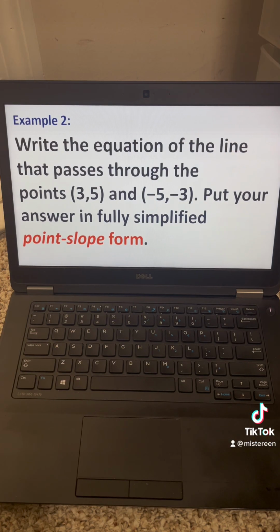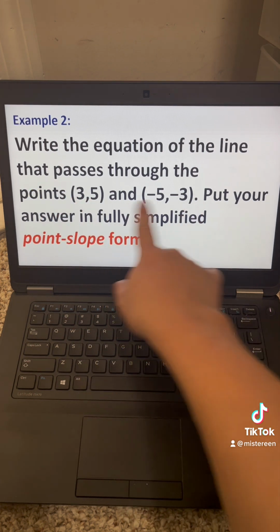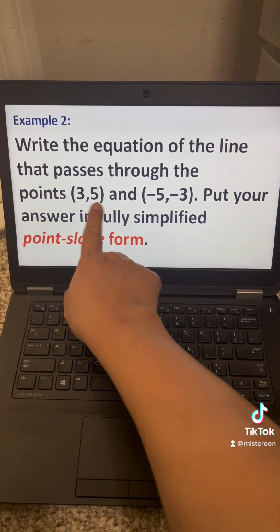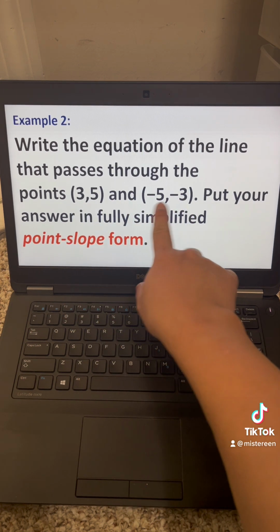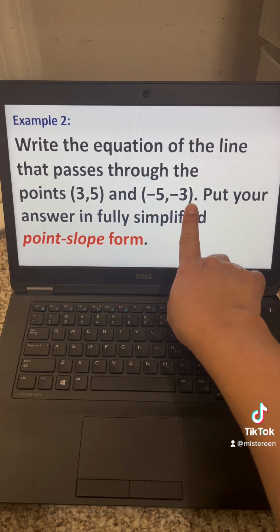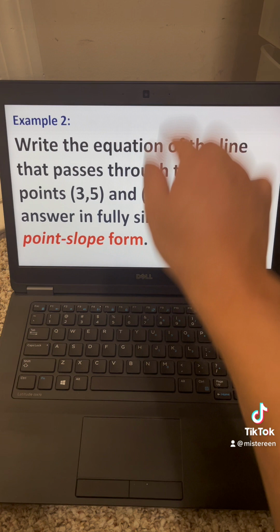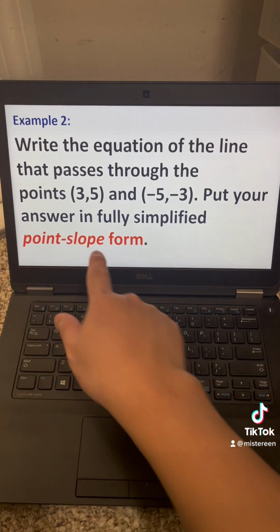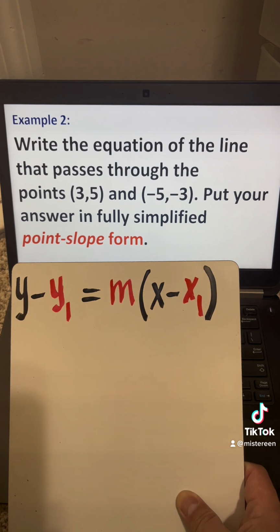So our next example, we have here: write the equation of the line that passes through the points 3, 5. So this is a point 3, 5. And we are given another point, negative 5, negative 3. We want to put the answer in point-slope form. Take note, there is an instruction in this problem that we have to write it in point-slope form. That means our answer should look like this. We should use this form.